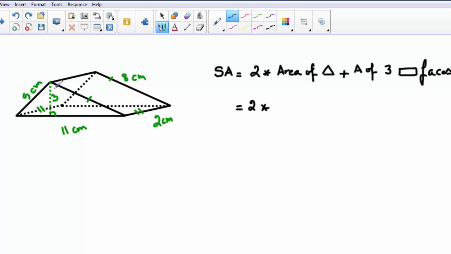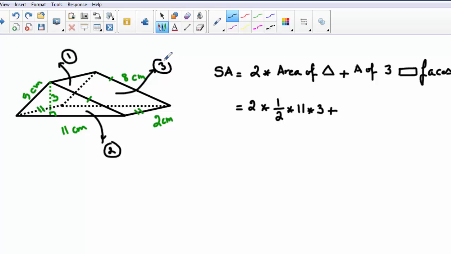Let's say this triangle. Where is the base and where is the height? The height is 3. The base is the one that is perpendicular to the height, or the height is perpendicular to the base. So 3 with 11. That means 2 times half of the base, which is 11, times the height, which is 3, plus. Now, I need to take your attention that I have 3 faces. Let's say this is face 1. Let's say the bottom is face 2. And let's say the right side face is number 3.